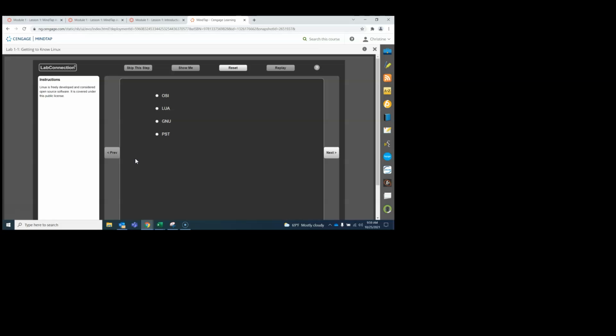We've got to start. Linux is freely developed and considered open source software. It's covered under this public license, GNU. When installing the latest Linux version, you can choose Red Hat, Ubuntu, GNOME, or KDE distributions. Which of the choices will be common to all distributions? The kernel.